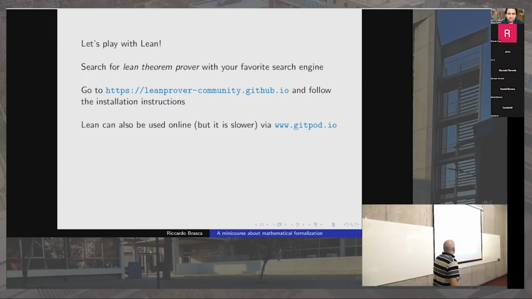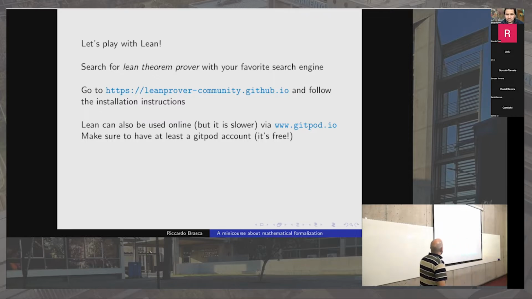If you don't want to install it, it's possible to play with Lean anyway, using Gitpod. Gitpod is essentially a free service that hosts a full installation of a lot of programming languages, also Lean. You can also use it. It's a little bit slower, but it works. The only thing is that you need to have a Gitpod account. I think you can use a GitHub account if you have it.